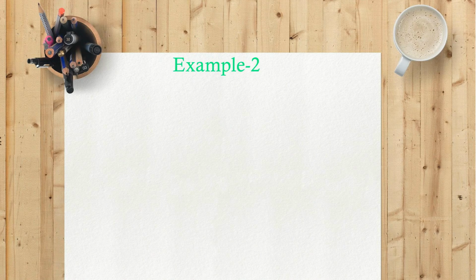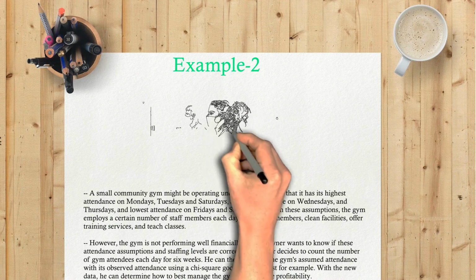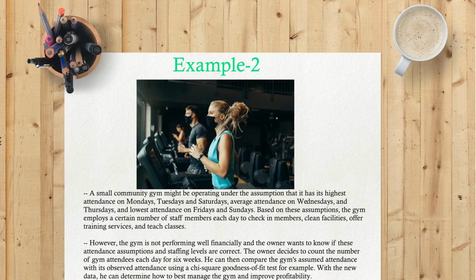Example 2. A small community gym might be operating under the assumption that it has its highest attendance on Mondays, Tuesdays and Saturdays, average attendance on Wednesdays and Thursdays, and lowest attendance on Fridays and Sundays. Based on these assumptions, the gym employs a certain number of staff members each day to check in members, clean facilities, offer training services, and teach classes.